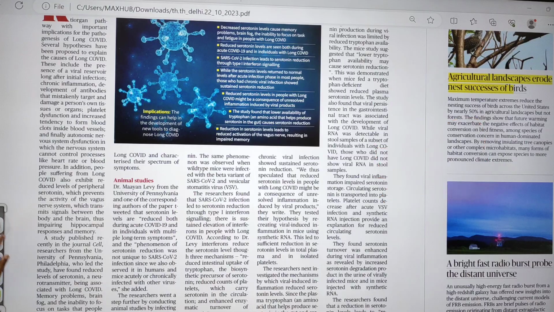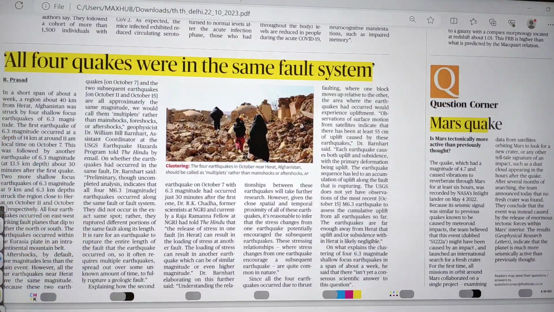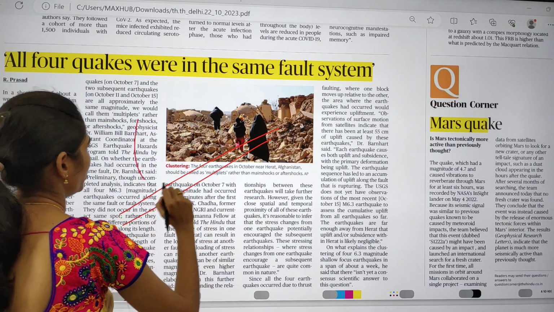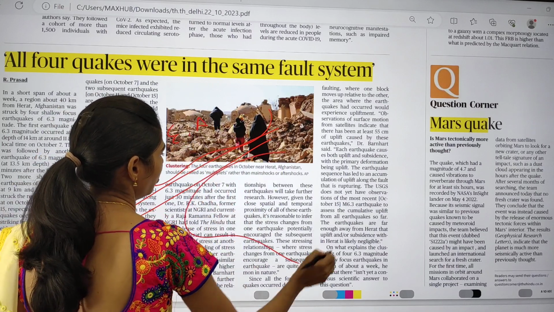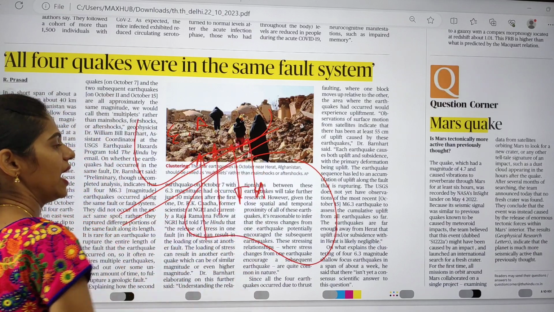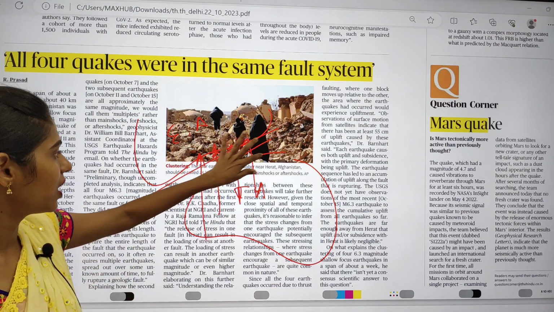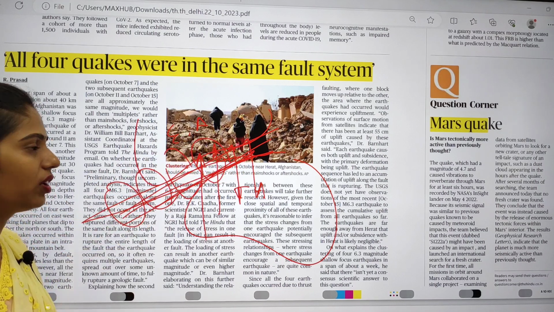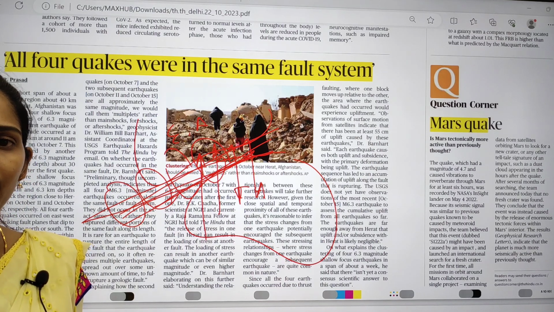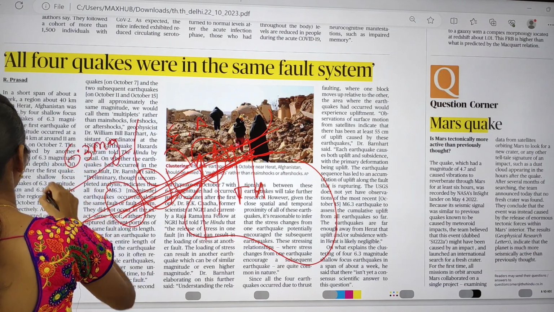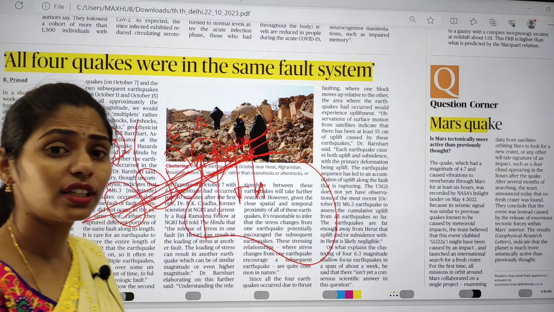And if you move forward, here you can see an article about how all 4 quakes were in the same fault system. A fault is nothing but a small breakage. This is the Eurasian plate and this is the Indo-Australian plate. Because of the northward movement of the Indo-Australian plate, which hit the Eurasian plate, a fault line appeared. On the same fault line 4 earthquakes happened, and these 4 earthquakes led to a devastating impact in Afghanistan, with a magnitude of about 6.3. Okay, so that led to greater devastation.